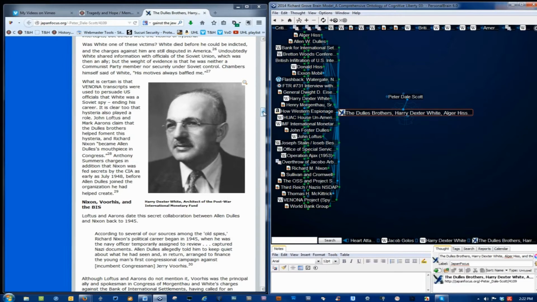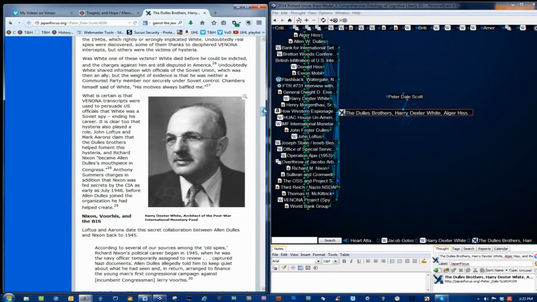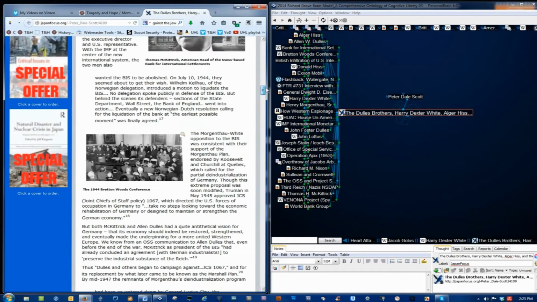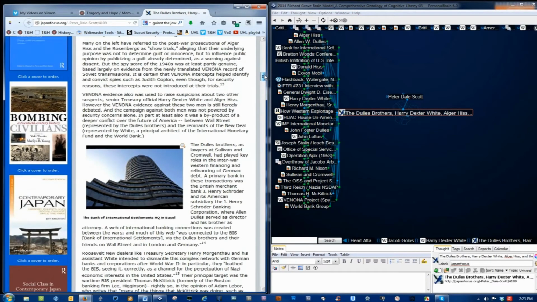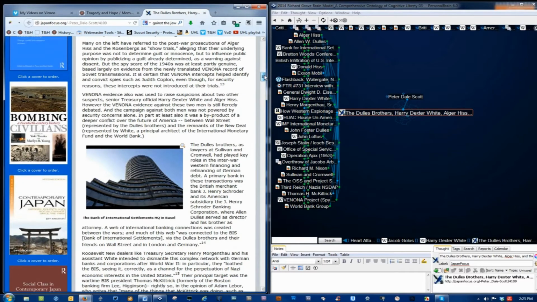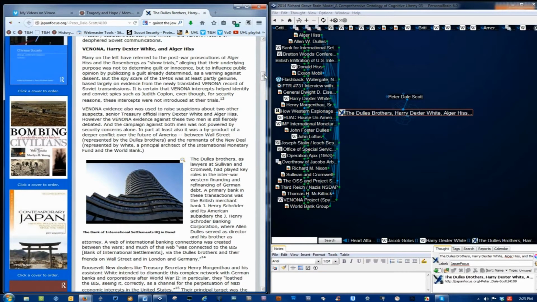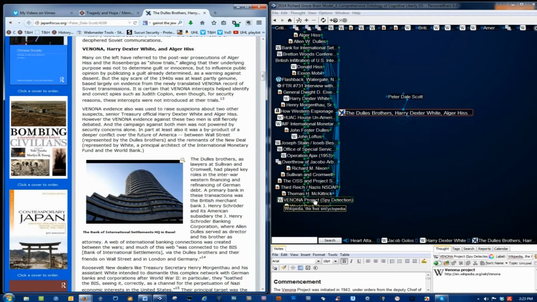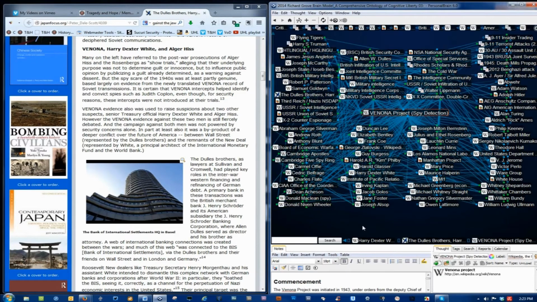Sure. I'll just read a little bit from that part of the article, and then I'll follow it up with the quote that I have regarding the Schroeder connection, because the Schroeder bank connection and the attempts to save the money that they had invested in protecting Nazi Germany and protecting Germany after the First War, those are all very important pieces of background. In the article, it says, many on the left have referred to the post-war persecutions of Alger Hiss and the Rosenbergs as show trials, alleging that their underlying purpose was not to determine guilt or innocence, but to influence public opinion by publicizing guilt already determined, as a warning against dissent.